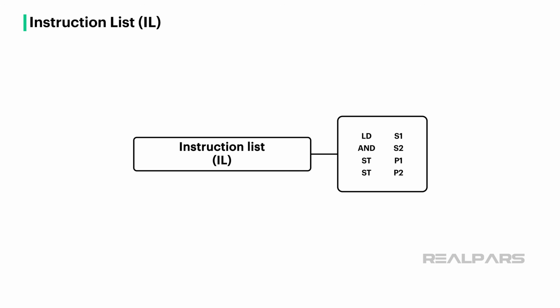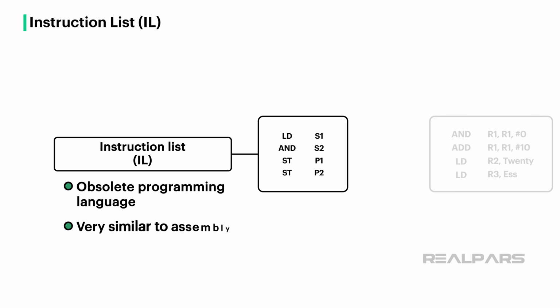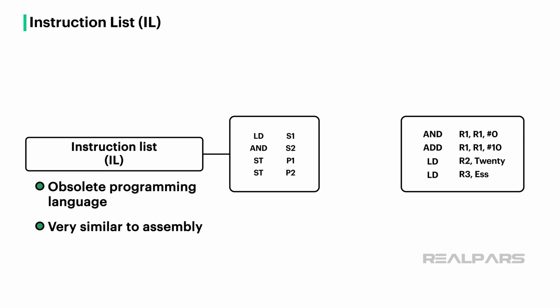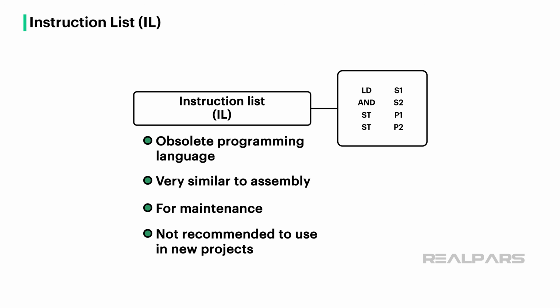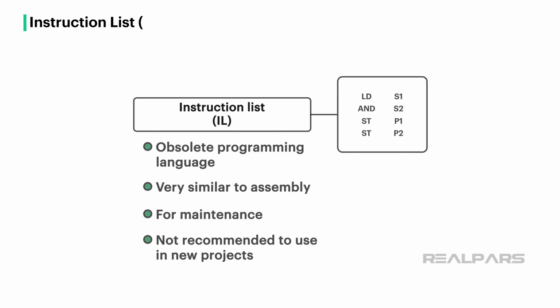Finally, Instruction List, or IL, is an obsolete programming language that was very similar to an assembly language. You may encounter an instruction list if you're working in a maintenance role, but the recommendation from most manufacturers is not to use instruction list for new projects.